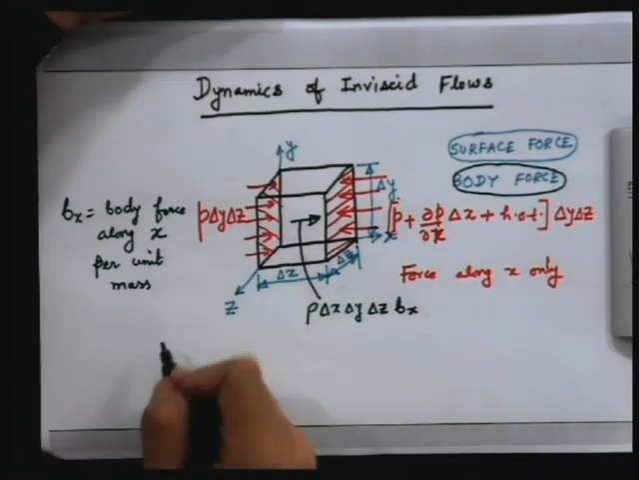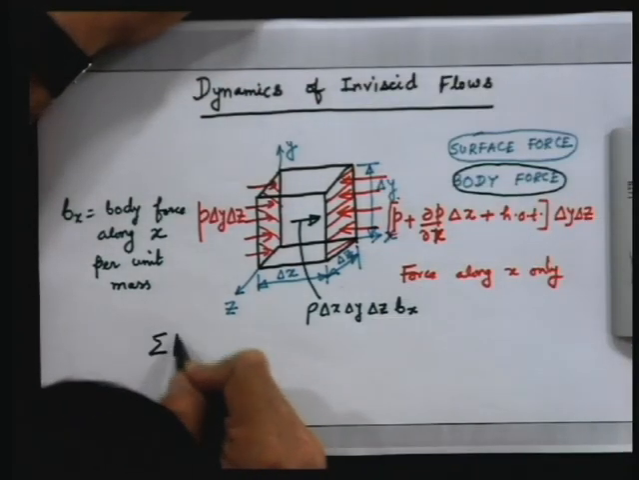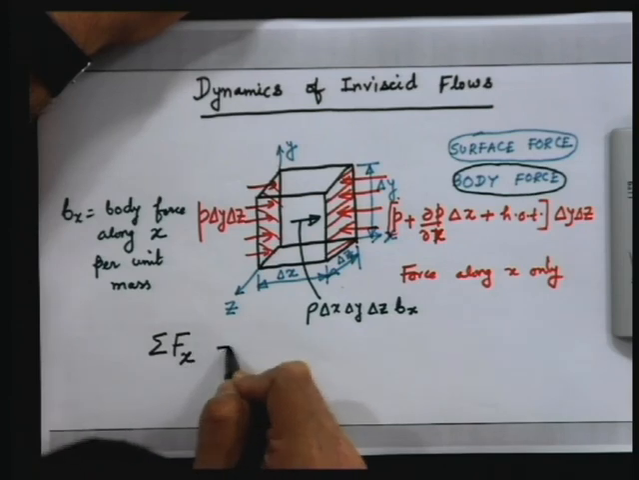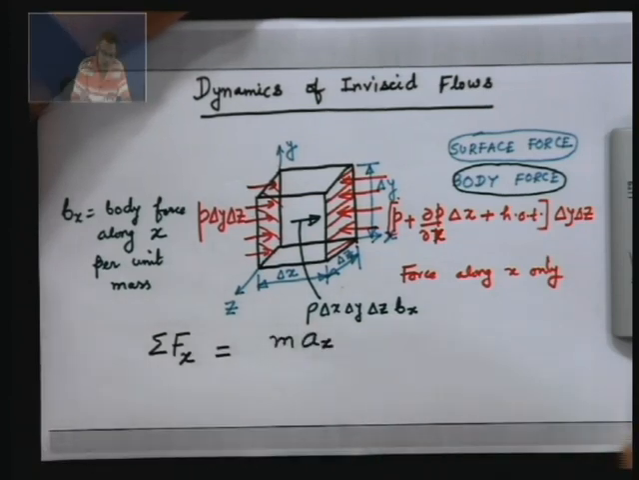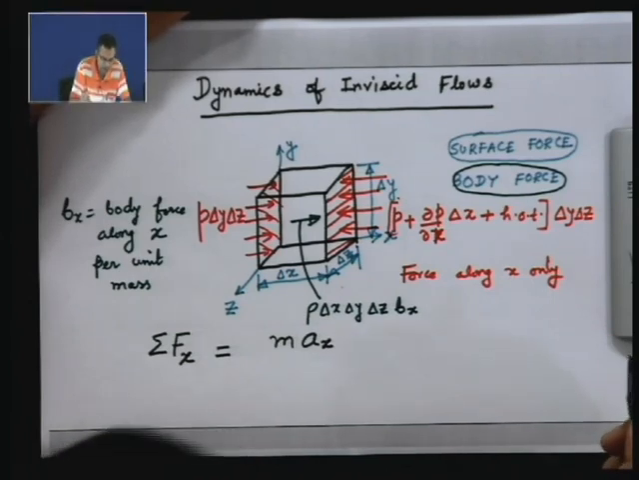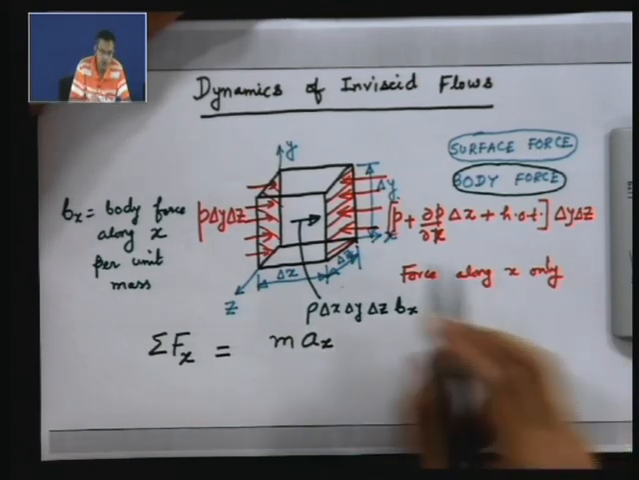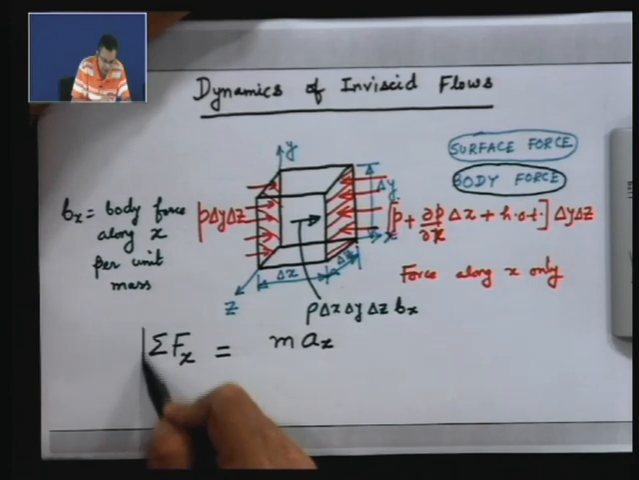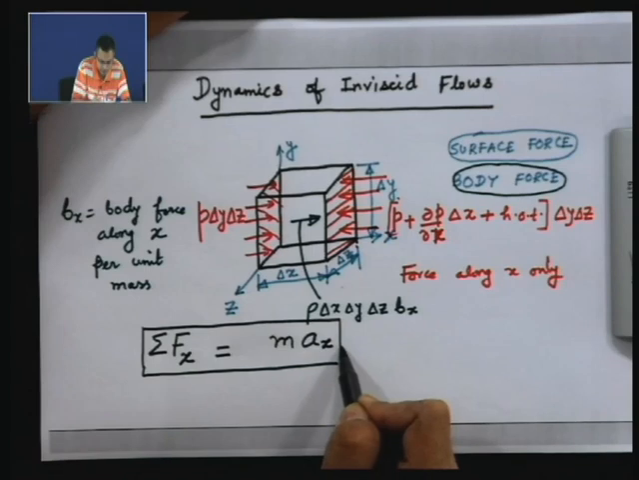So, now let us write the resultant force along x, which is equal to the mass of the fluid element times acceleration along x. This is Newton's second law of motion. We have not written anything new for this fluid element; we have written this as Newton's second law of motion along x.